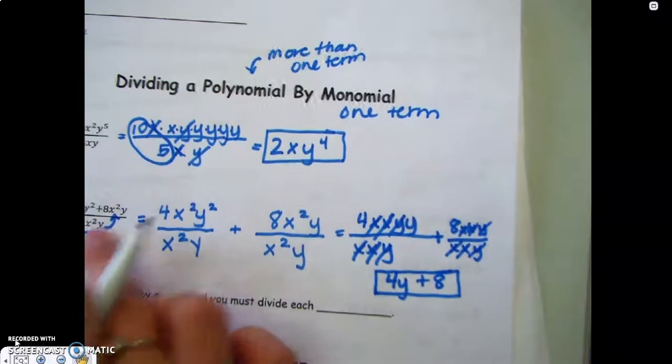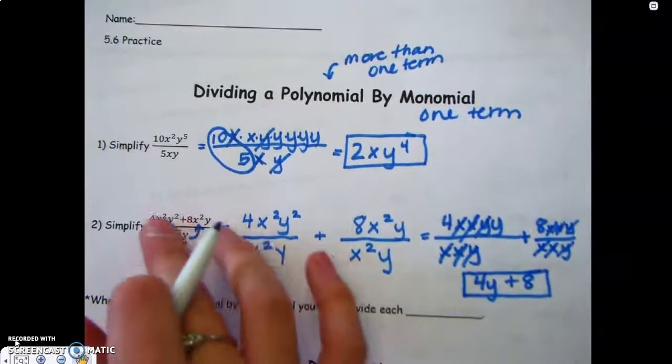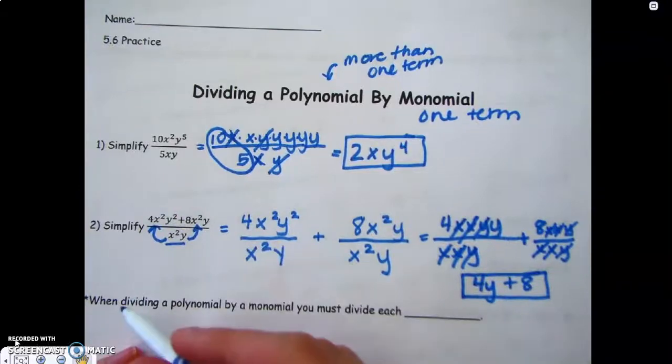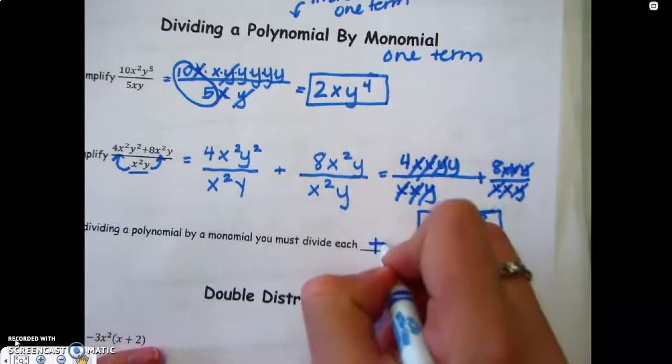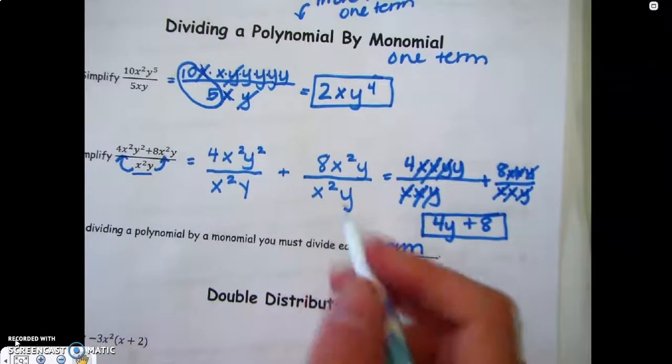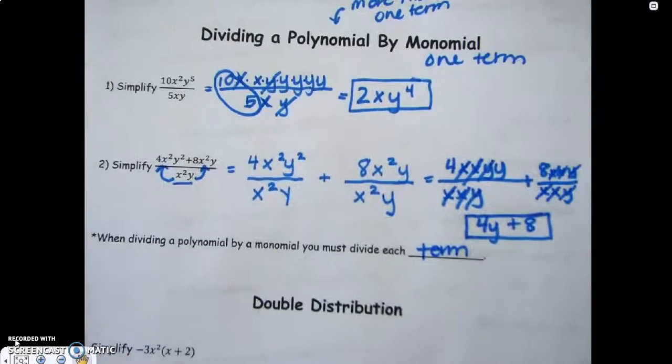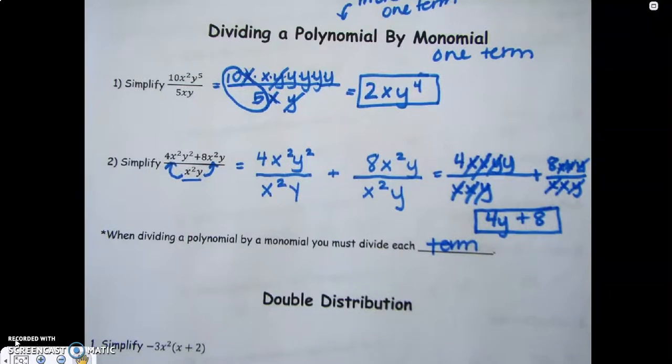So really the difference is, if you have more than one term, you have to split each of the pieces up into their own separate fraction. So when dividing a polynomial by a monomial, you must divide each term. So it's important splitting that up piece. Okay, we'll practice that a little more on the back, but that's the gist of it.